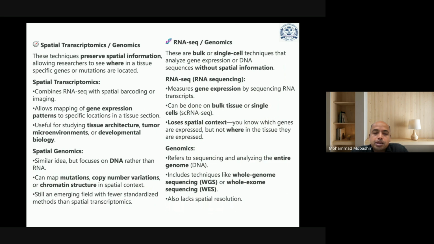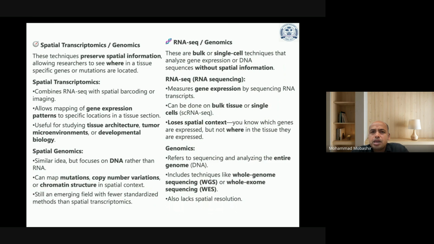Spatial genomics has a similar idea, but focuses on DNA rather than RNA. It can map mutations, copy number alterations, and chromatin structure in a spatial context. It is still an emerging field with fewer standardized methods than spatial transcriptomics.